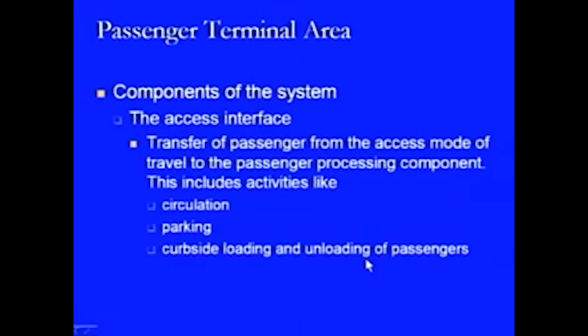So, what we look at are the various components. The access interface is where the transfer of passengers from the access mode of travel to the passenger processing component takes place, and it involves activities like circulation, parking, and curbside loading and unloading of passengers. That is what we have already seen, and we will be looking at all those things one by one.